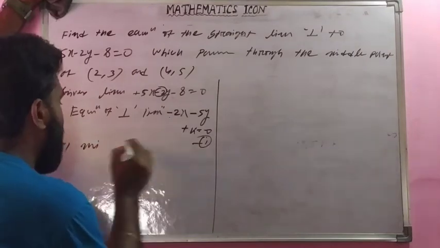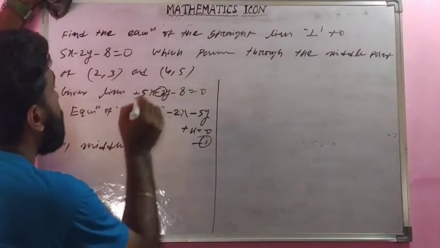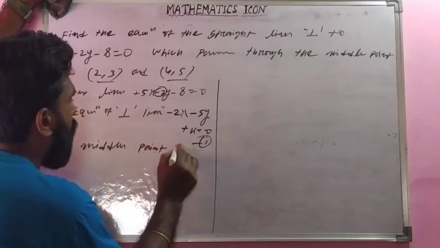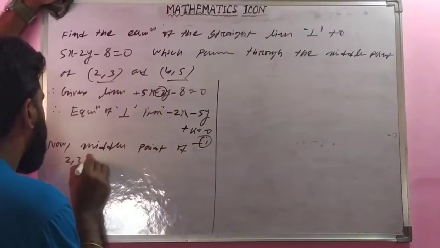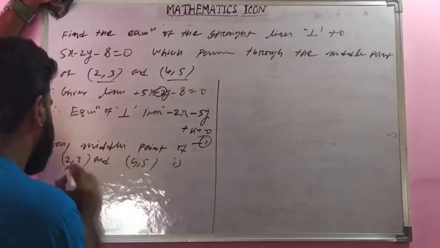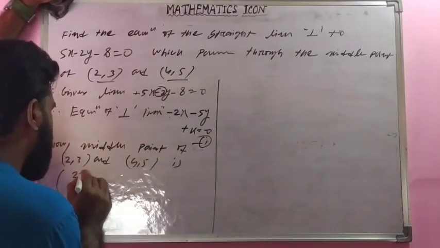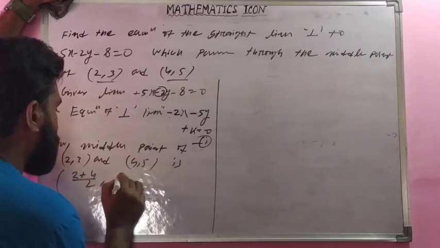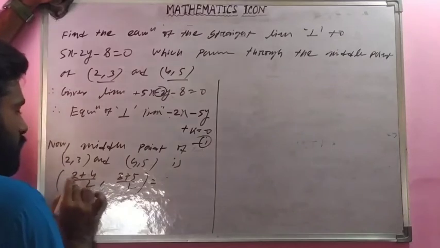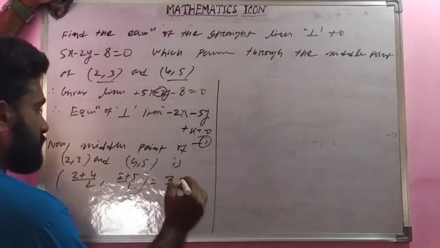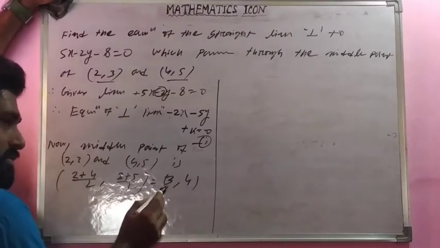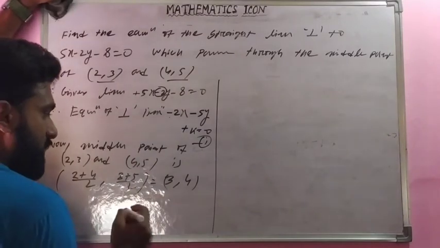Now, of this line, I think it passes through the middle point of these two, the middle point of (2, 3) and (4, 5), which is (2 plus 4)/2, (3 plus 5)/2. That means 4 plus 2 is 6, and 6 by 2 is 3; here 8 by 2 is 4.